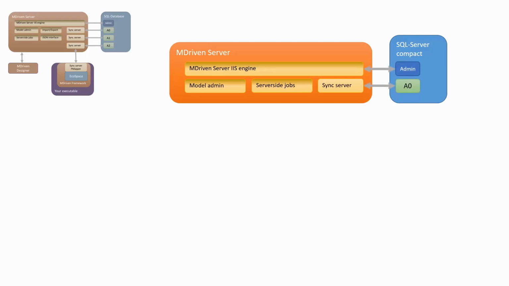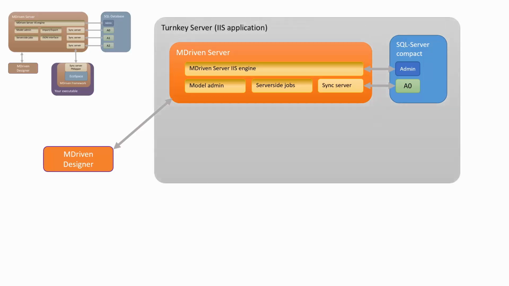And even though the MDriven server supports 3 app slots, the Turnkey server only uses 1. It uses an admin for handling, evolving the model, supporting different kinds of interfaces, but it only uses app slot 0. The MDriven designer communicates directly with the MDriven server within the Turnkey server. So the Turnkey server wraps both the MDriven server and the SQL Server Compact. If you want to, inside the MDriven server, you can point to any other SQL server, either within your local server farm or, for example, on an Azure SQL Server database.